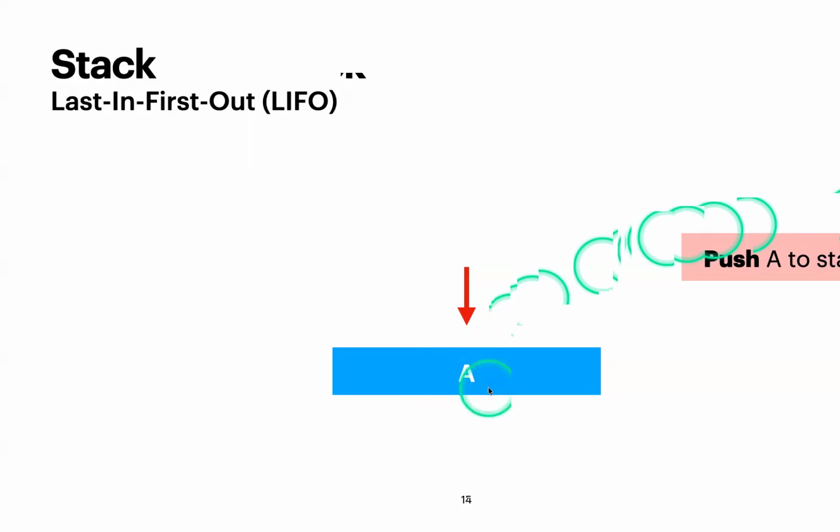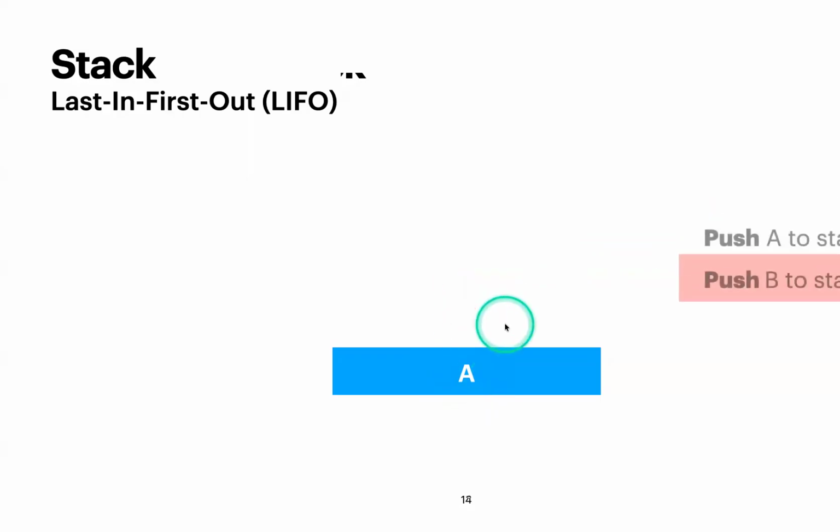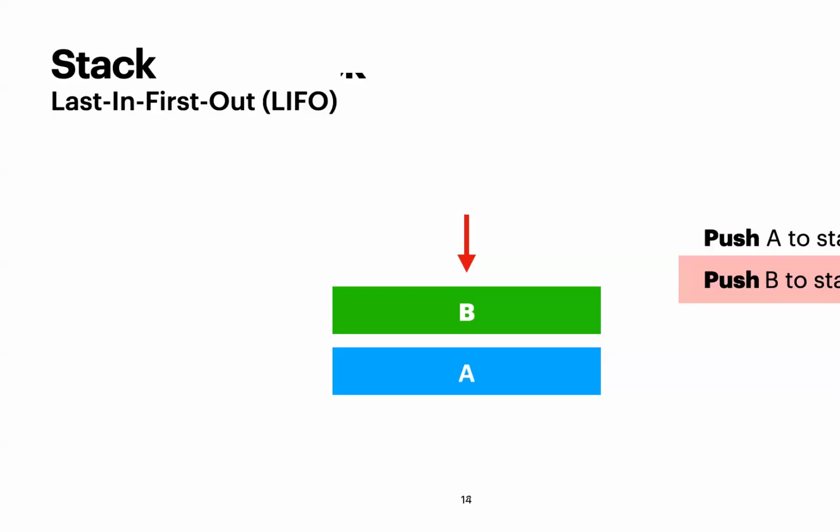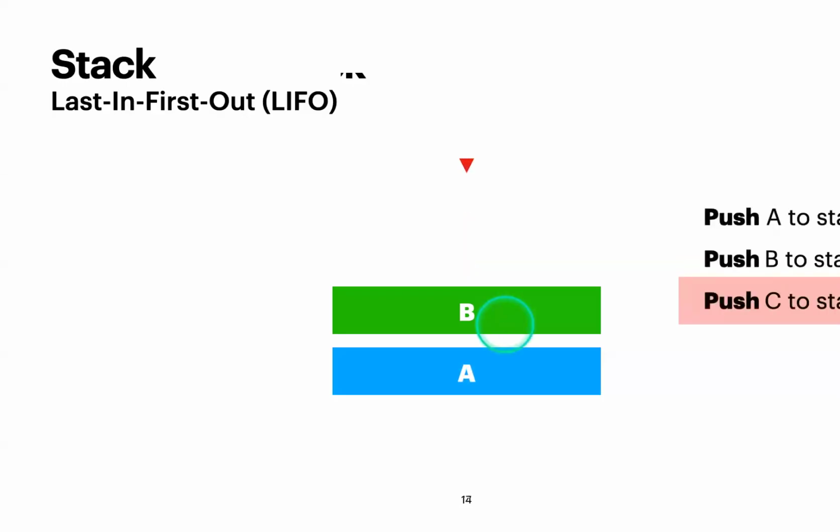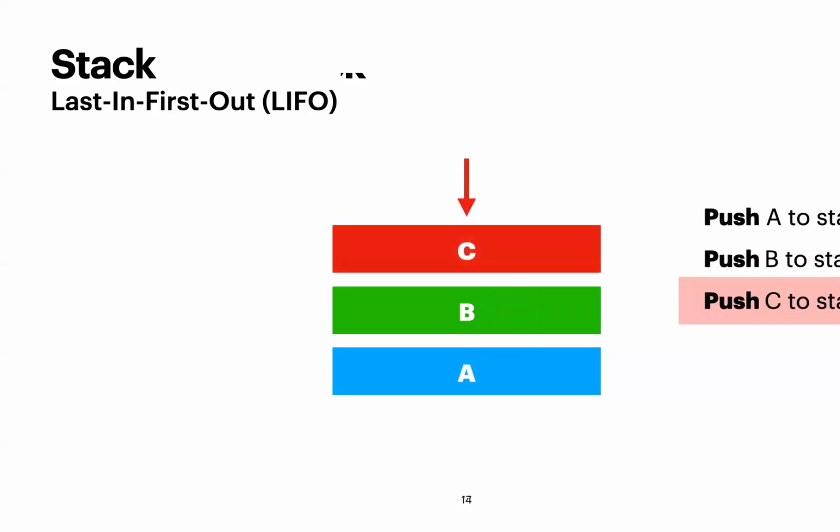All right, so there are two operations when it comes to a stack, or two main ones. One of them is push, one is pop. Push is basically you're adding it to the stack. Pop is when you're removing something from the stack. So here in this case, we push A to the stack. All right, let's push B to the stack. So now we add B on top of A. And then we push C to the stack. So now C is on top of B and A.